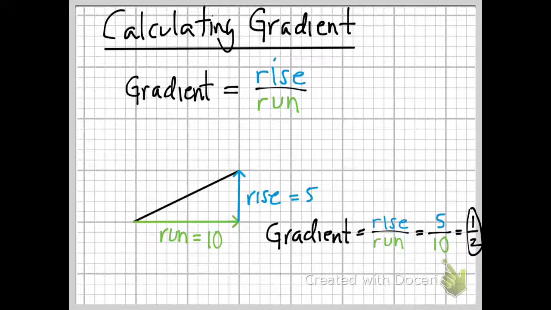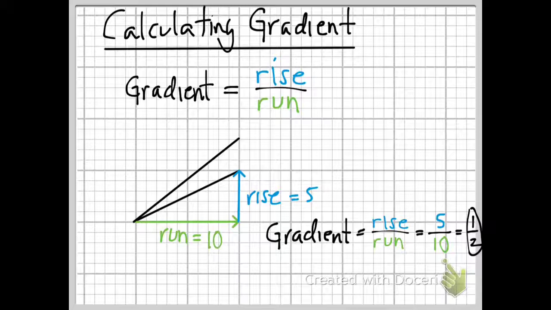All right, and if you think about it, if you look at this line, every time it goes up one, right, up one box, it goes over two. Up one, over two, up one, over two. So it makes a lot of sense that the gradient is 1/2, 1 over 2. The rise of 1, every time it rises 1, it goes over 2. Okay, let's look at another line.